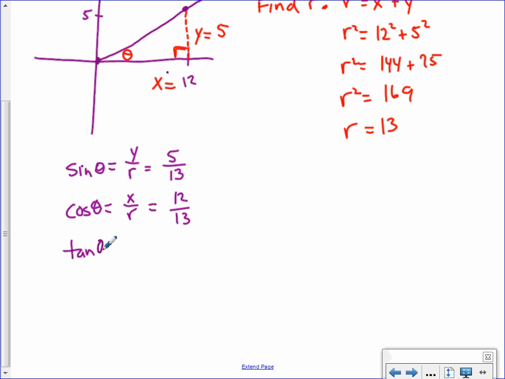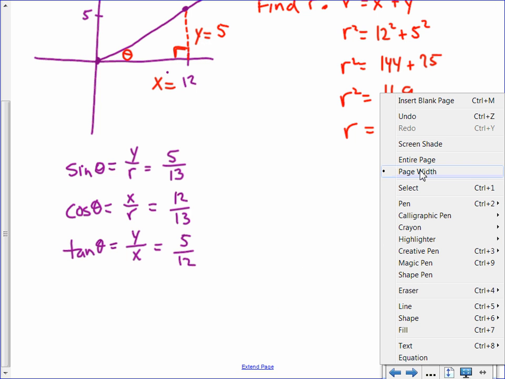Tan is what over what? Yes, because it's y over the x. Now take a look at what happens. If you set it up this way, sine first and cosine, the answer for tangent is the 13s cancel out. It's 5 over 12, right? All right. Let's do the reciprocals.